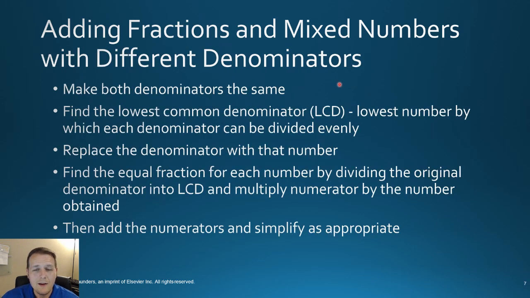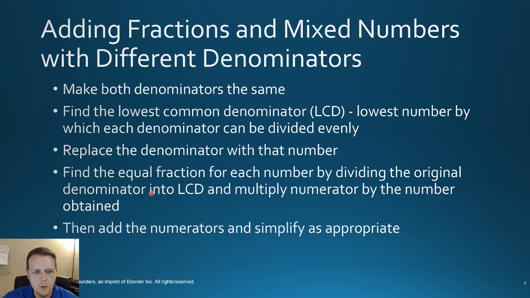If the fractions or mixed numbers have a different denominator, then we want to try to make both denominators the same. This is where we try to find the lowest common denominator between the two, the LCD. It's going to be the lowest number that can evenly divide both of the denominators present. And then you just replace that denominator with that particular number.